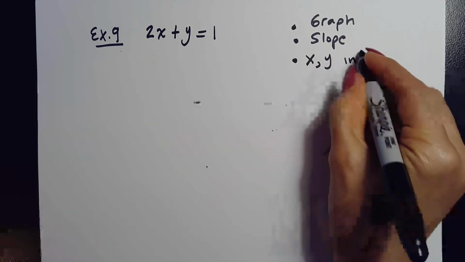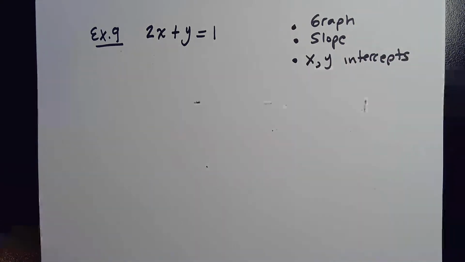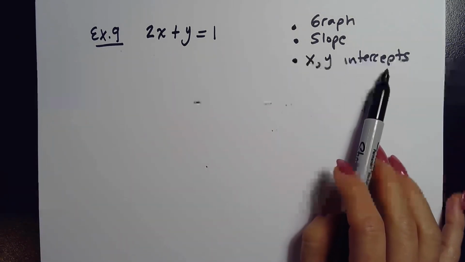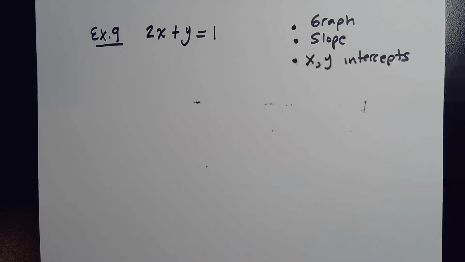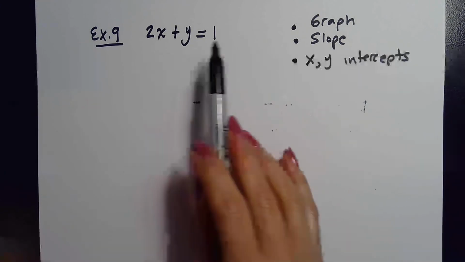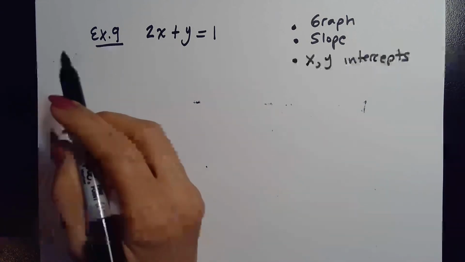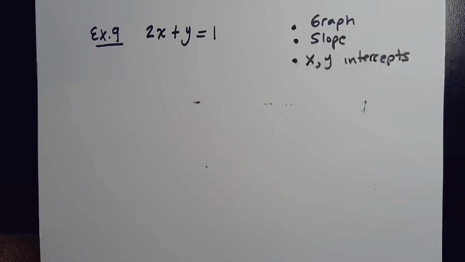To graph this line, what I can do is simply find the x and the y intercepts, remember we talked about this, and from there I can obtain 2 points, plot them, and then I have the graph. Now to find the slope, I need to write the equation in slope-intercept form. I'm going to find the x and the y intercepts first, because I can solve it differently, but I'm going to be consistent with what we have been doing already.